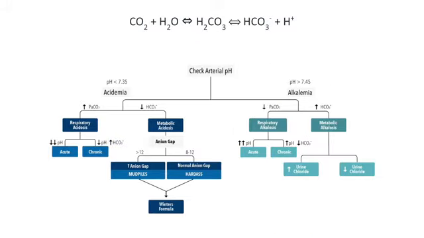If we refer to the flowchart, we can see that an anion gap metabolic acidosis would result in a left shift, and we'd expect a low pH, a low PCO2, and a low bicarbonate.